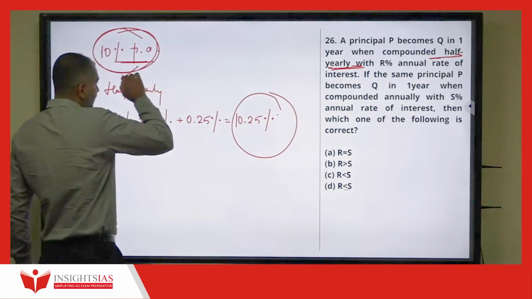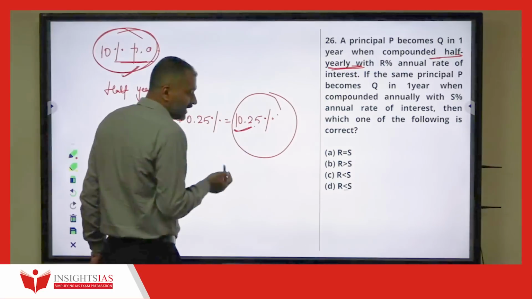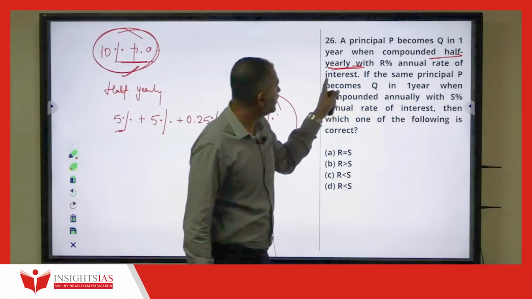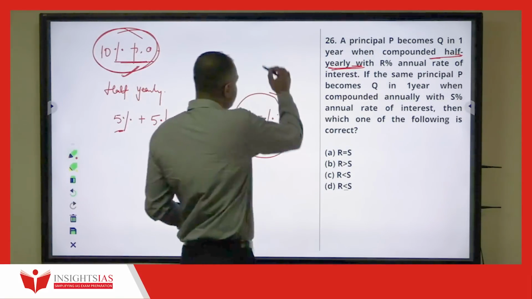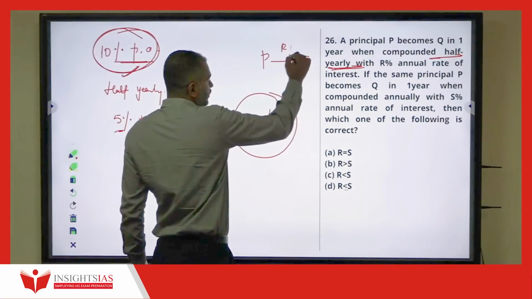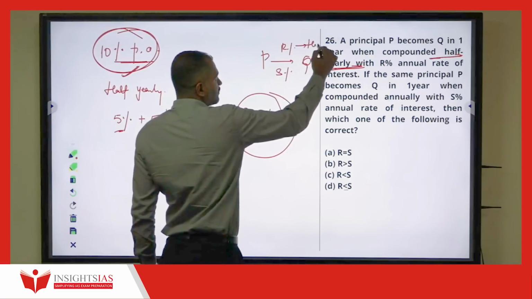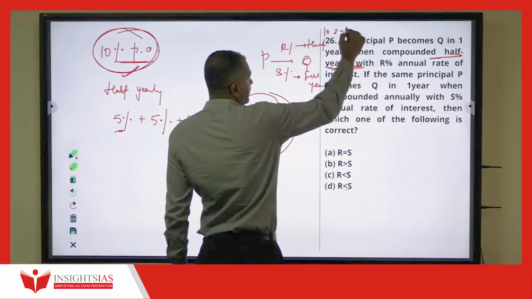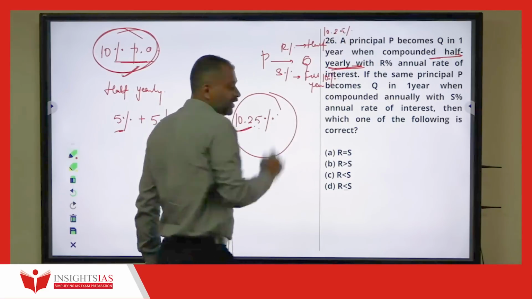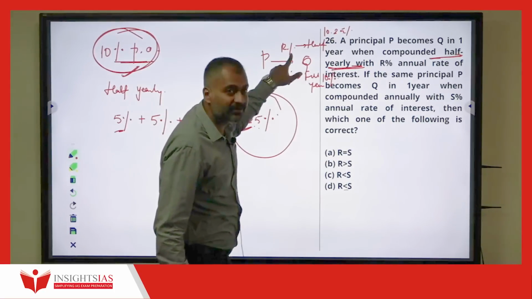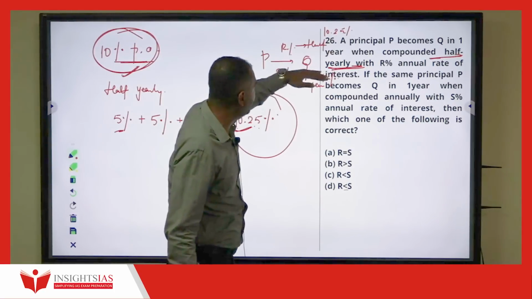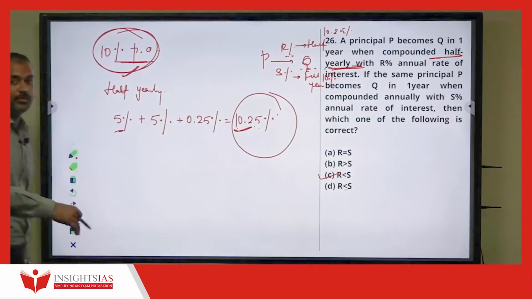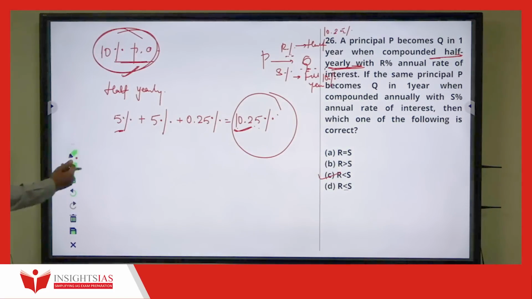It was supposed to be 10% here, but half yearly means 10.25%, but still you are getting the same. If the same principal P becomes Q at R% and also at S%, but this is half yearly and this is full year, this was supposed to be 10.25% and this was supposed to be 10%, but still you are getting Q. This means R has to be less than S. It was supposed to be more, but you are getting less, so R has to be less.